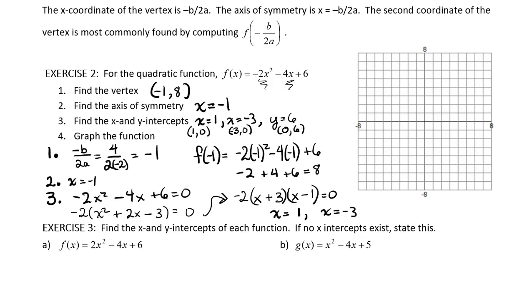Now we need to graph the function. We have a vertex at negative 1, 8. We have an axis of symmetry at x equals negative 1. We have x-intercepts at 1, 0 and negative 3, 0. And we have a y-intercept at 6. And we could say 0, 6, because 0 in the x direction, 6 in the y direction. And now we just draw the parabola as best we can.